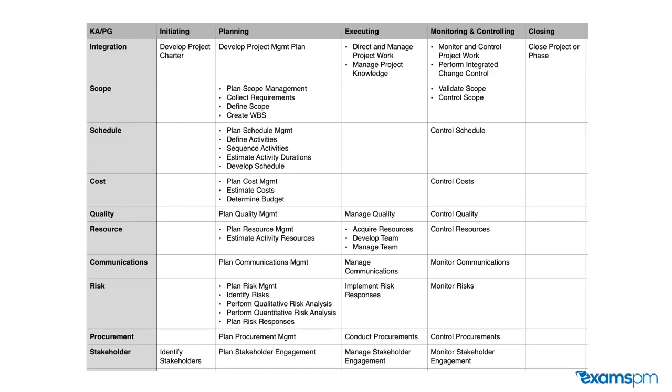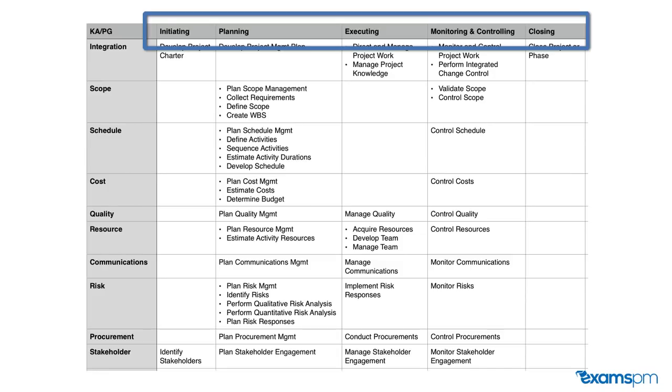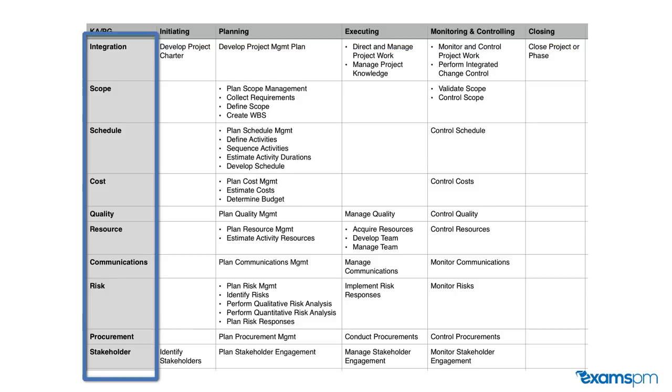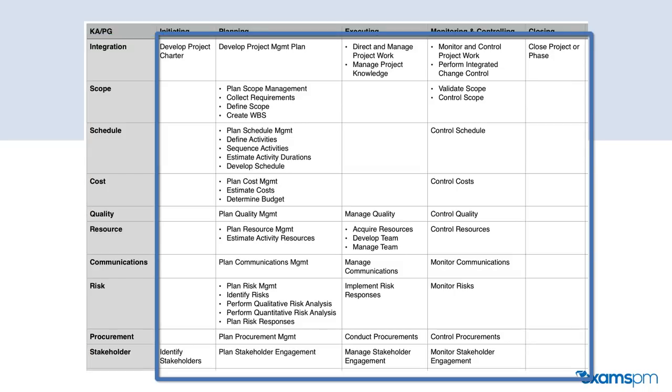Okay, now let's dive into the 49 processes. So I have the process chart right here on the slide. Across the columns we have our process groups: initiating, planning, executing, monitoring, controlling, and closing. And then across the rows here we have our knowledge areas. There are 10 of them: integration, scope, schedule, cost, quality, resource, communications, risk, procurement, and stakeholders. And in the intersection between the process groups and the knowledge areas, we have the 49 processes. So each and every single process has a corresponding process group as well as a knowledge area.